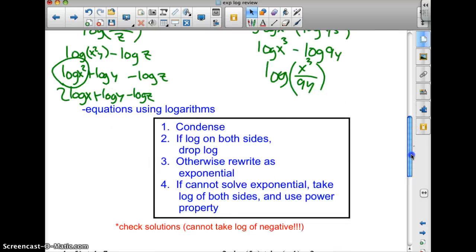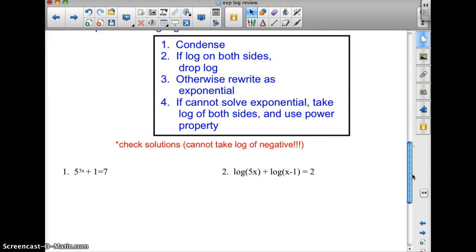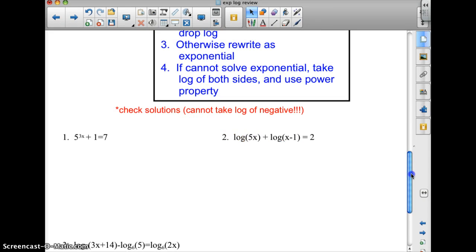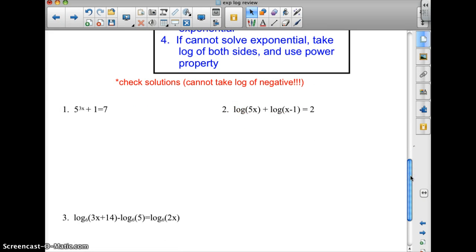All right? Equations using logarithms. So the advice here is to condense. If you have log on both sides, you're going to drop the log. Otherwise, you're going to rewrite it as an exponential. And if you cannot solve the exponential, take the log on both sides and use the power property. All right, and that's kind of instead of the change of base thing that we're talking about. All right, so here we go.